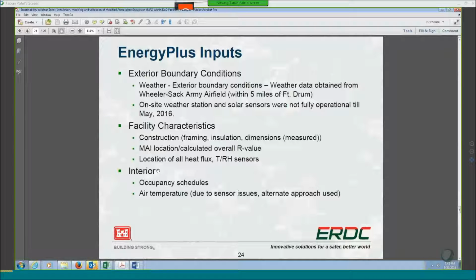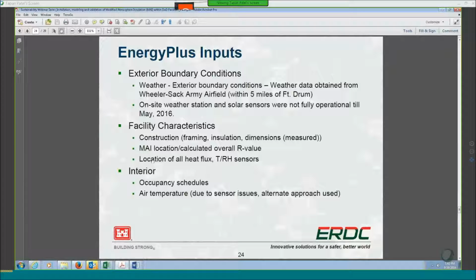In your EnergyPlus model, the other aspects that we put in were the construction, the location, and the R value of our MAI. If you recall, early in the presentation, I showed a graph of R value as a function of temperature. That's one thing that we have not considered yet in our models, and that's our next step. But as an initial baseline model, just to make sure we had something sensible, we went ahead and just put an average R value in there.